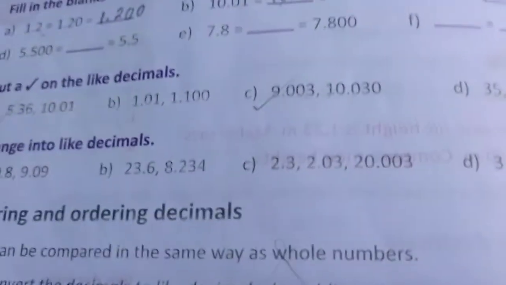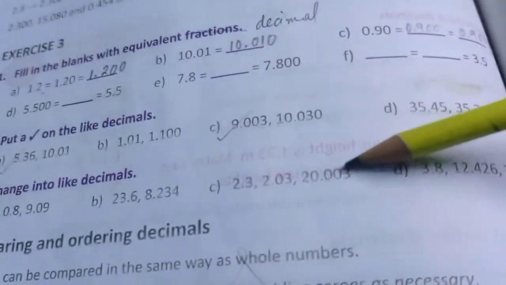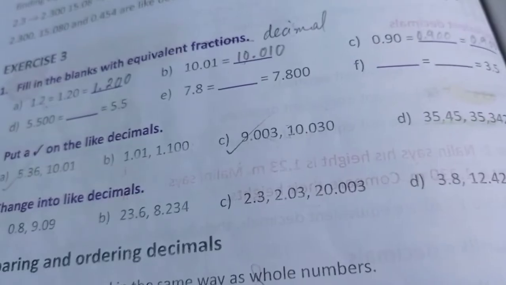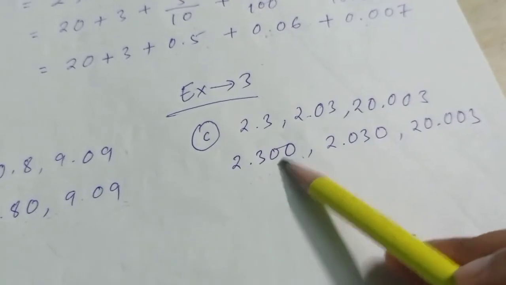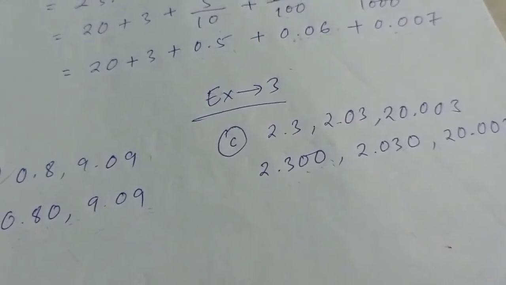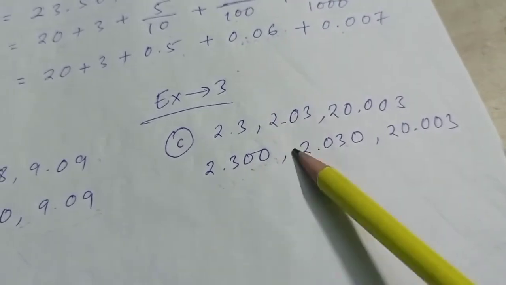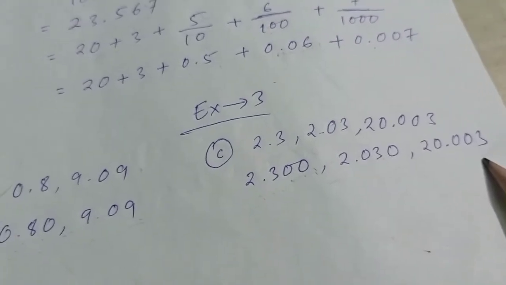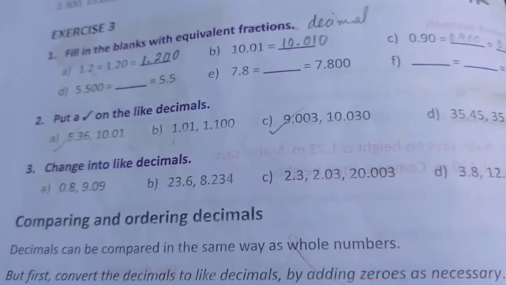In case of question number 3, I am doing 2.3, 2.03 and 20.003. So the highest decimal place is 3. So you need to convert all of them into 3 decimal place. How will you do? By putting zeros. 2.300, if you put 2 zeros, it will then be 3 decimal place. After this one, if you put a 0, that means it will be 3 decimal place. So 2.300, 2.030, 20.030. So all have 3 decimal place. This way your exercise 3 is completed, equivalent decimals, like decimals and unlike decimals.